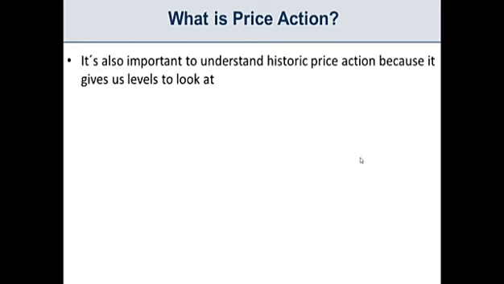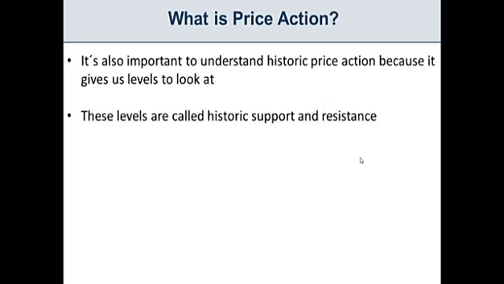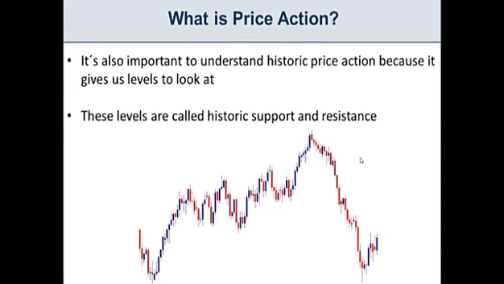It's also important to understand historic price action because it gives us levels to look at. Now, these swing highs and these swing lows will give you levels to look at. And these levels are called historic support and resistance. We're going to go into a lot of detail on why historic support and resistance are important and how to trade off of them in our next lesson. But for the moment, let's go to the same chart.